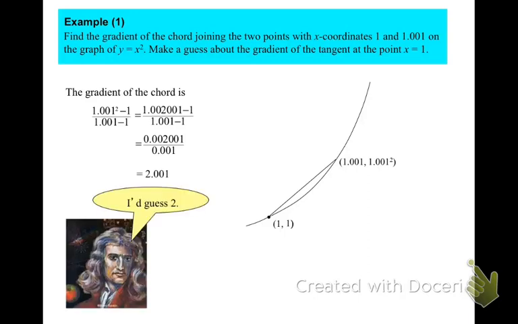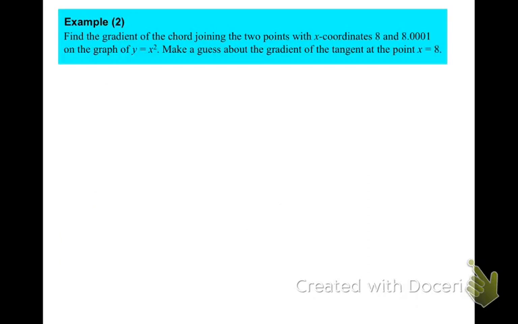Alright, this is our good friend Isaac Newton. He's going to make an appearance, and he's going to help us along as we go a little bit further. So Isaac says that we are getting close to 2 as well. So let's see what this looks like with another example. Now we're going to go with the coordinates 8 and 8.001.